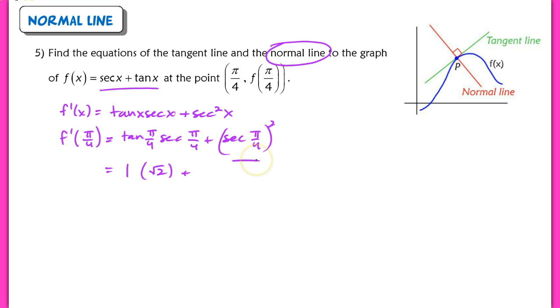Now here, this is nice because we've already evaluated secant pi over 4. So we're just going to take root 2 and square it. So we have a slope here that is root 2 plus 2. It looks weird, but this is the slope of your tangent.